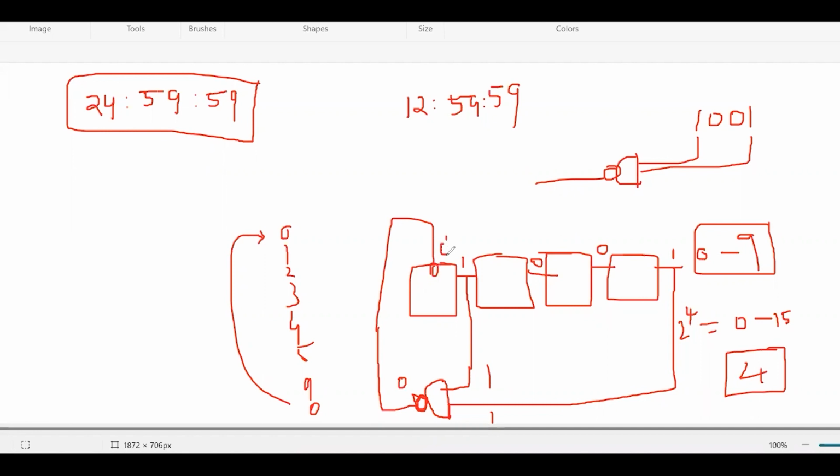So here clear is active low. Here also clear signal is active low, here also, here also. So whenever it gets the value 0 here, 0 here, 0 here, 0 here, all 0 means clear signal is activated. So all flip-flops will get output as 0. It will count only from 0 to 9.